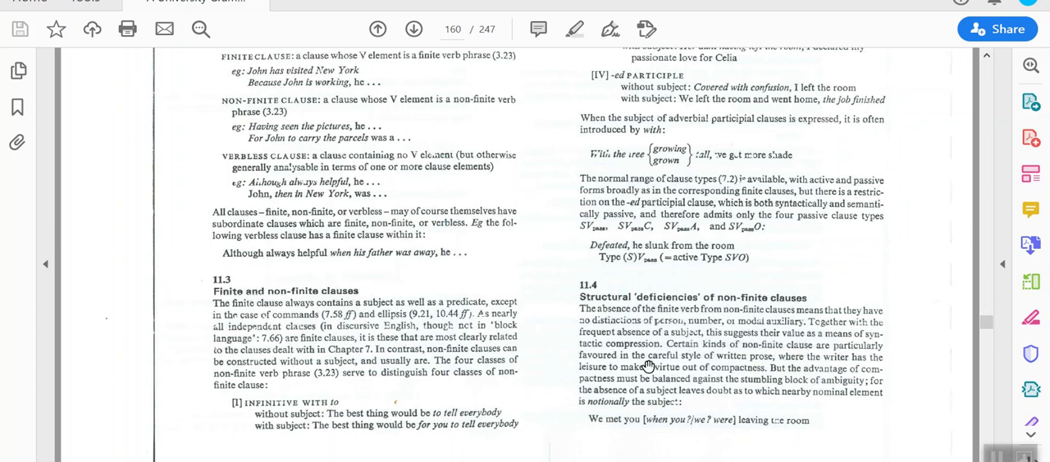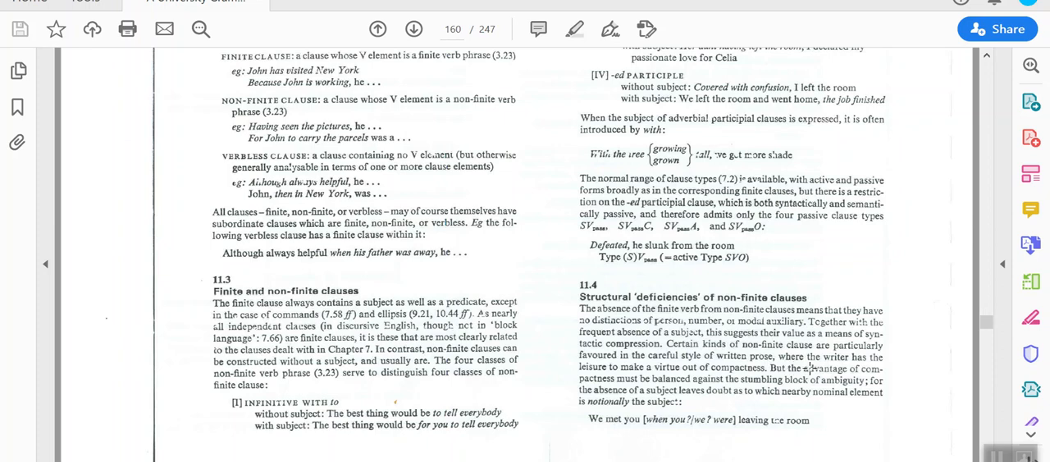Together with this is the frequent absence of subject. Remember, sometimes we use a subject and sometimes we don't. It is up to you. So this suggests their value as a means of syntactic cooperation. From its name, cooperation, it is compressed.